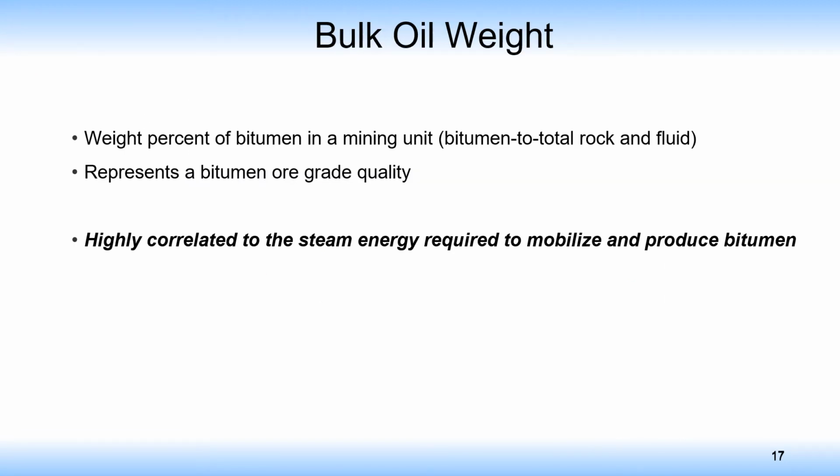Now we introduce bulk oil weight. This is the weight percent of bitumen in a mining unit or rock volume. It's the bitumen weight to the total rock plus fluid weight, and it represents a bitumen ore grade quality. In the end of the 90s, early 2000s, we used this because we found it was highly correlated to the steam energy required to mobilize and produce bitumen. So we're going to use it for our ranking criteria.